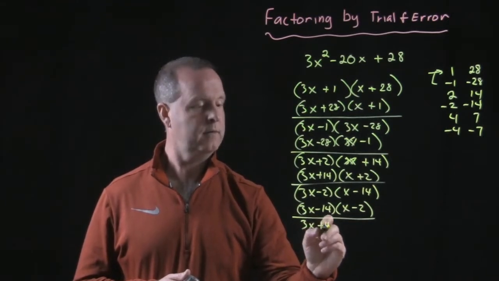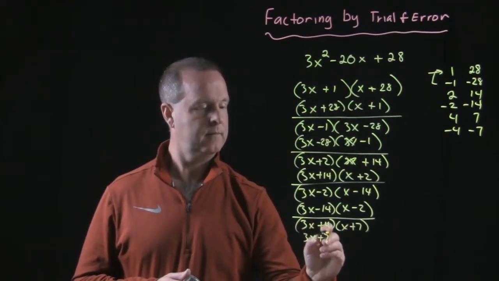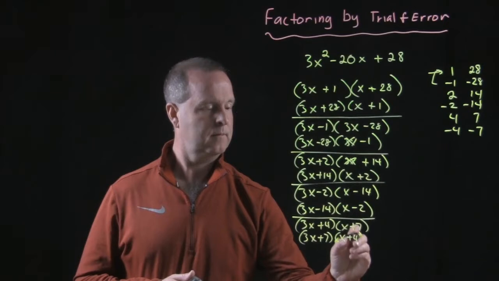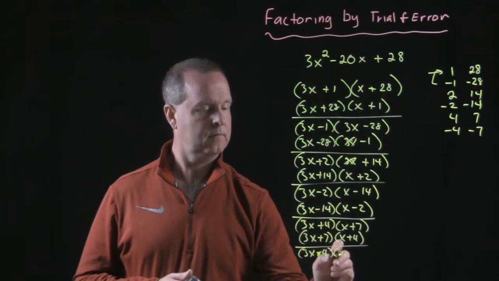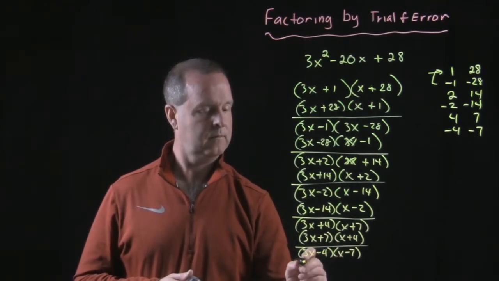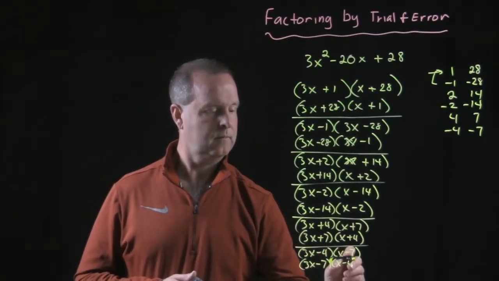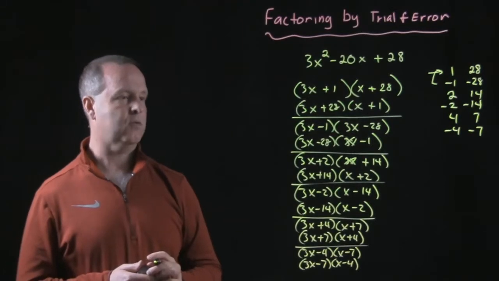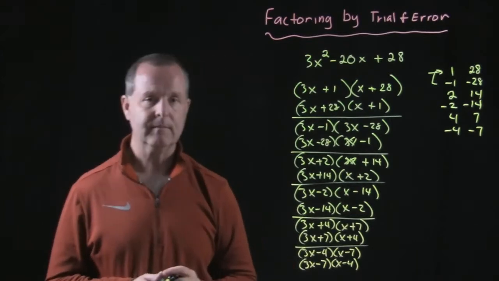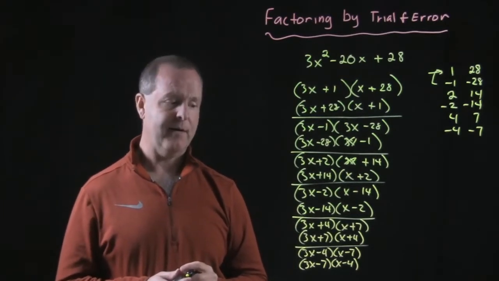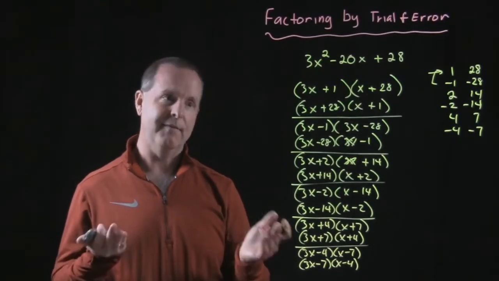3x plus a 4, x plus a 7, switch them around. And the last set down there is the negatives. There we have it. We have 1, 2, 3, 4, 5, 6, 7, 8, 9, 10, 11, 12 possibilities to look for. Whew. Well, I guess the good news is I only have 12 to look at. The bad news is I have 12 to look at.